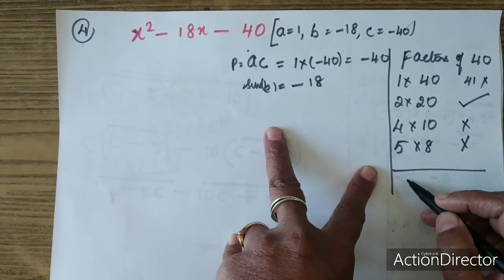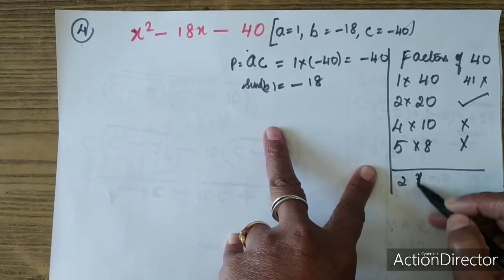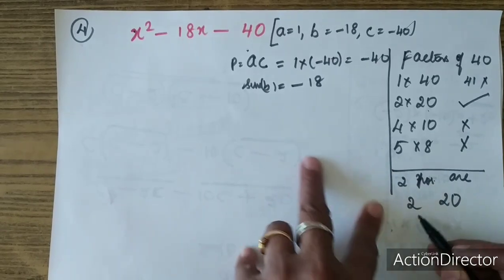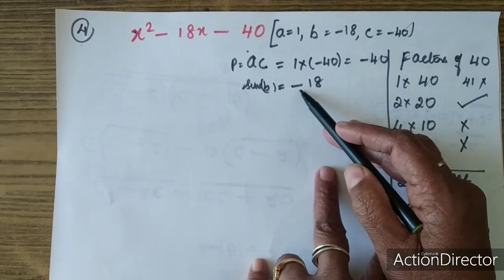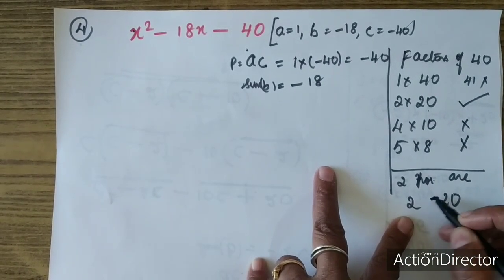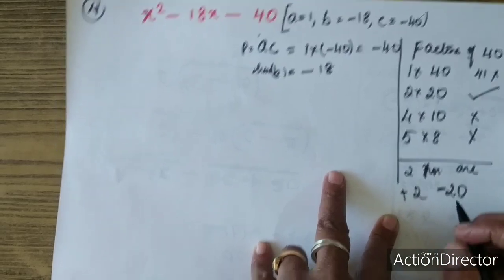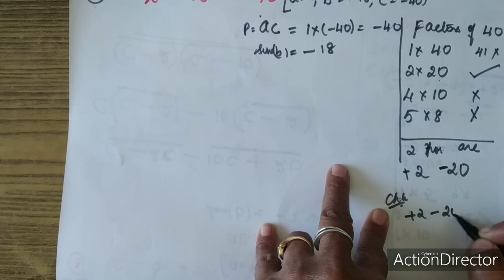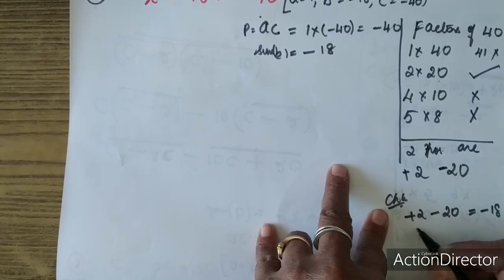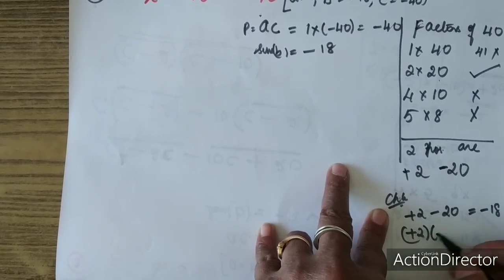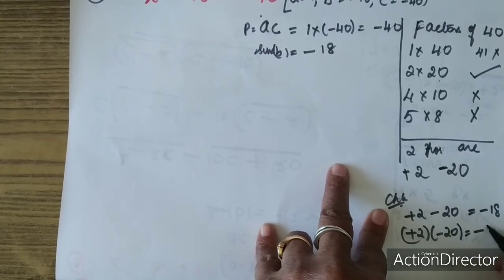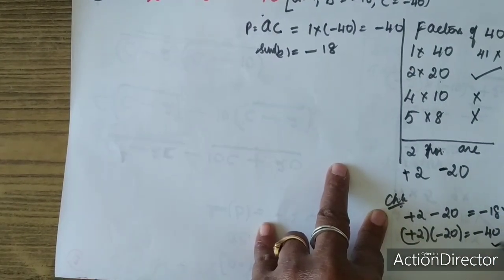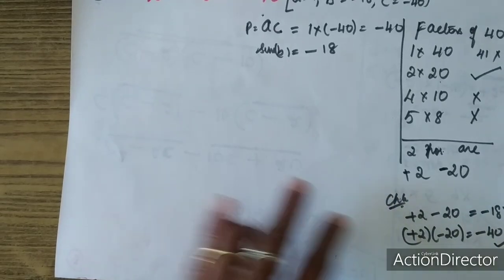So my two numbers are 2 and 20. But I have to put the sign. Since I need minus 18, the greater number will have minus and the smaller number will have plus. Let us check. Plus 2 minus 20 gives me minus 18. Plus 2 into minus 20 will give me minus 40. So my sum is minus 18 and my product is minus 40. So let me split the middle term.